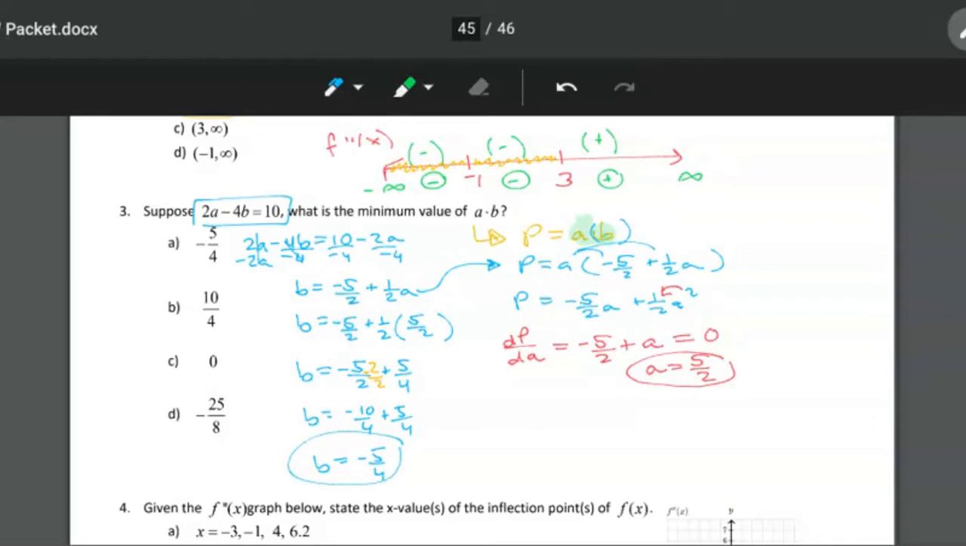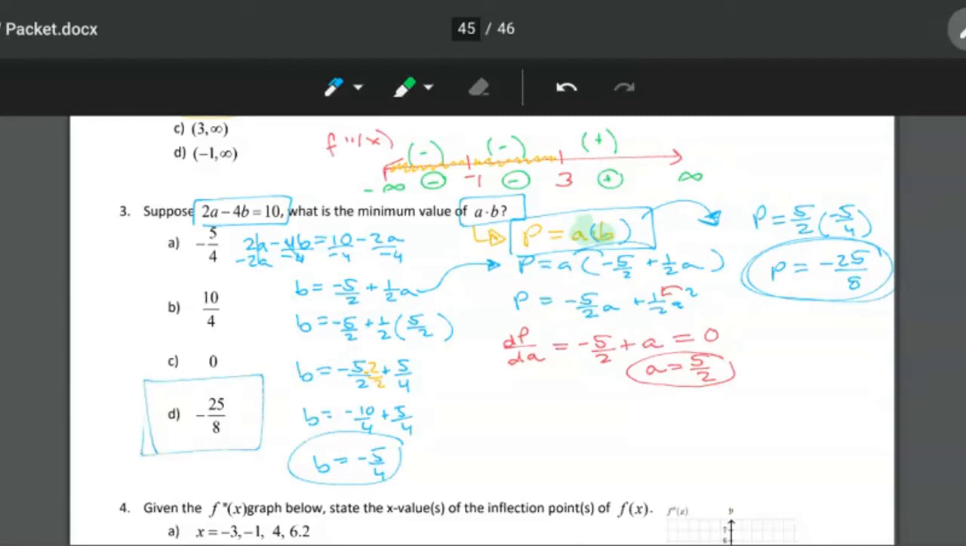All right, but we're trying to find the minimum value of a and b. Or, sorry, minimum value of a times b. So the very last step, a times b, we've got to actually multiply those together. So our a was 5/2, our b was -5/4. If we multiply those together, we get -25/8. This is our minimum value of a times b. So the answer is D.